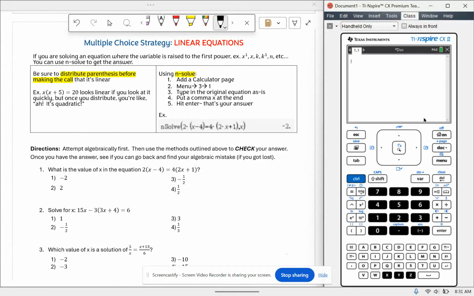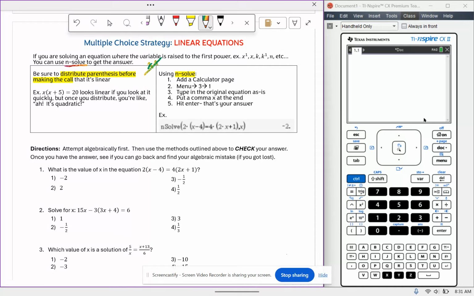Okay, this is the video on linear equations. If you're solving an equation where the variable is raised to the first power, for example x to the first, plain old x, plain old k, plain old n, etc., you can use nsolve to get the answer. Notice this doesn't work for quadratics, okay?